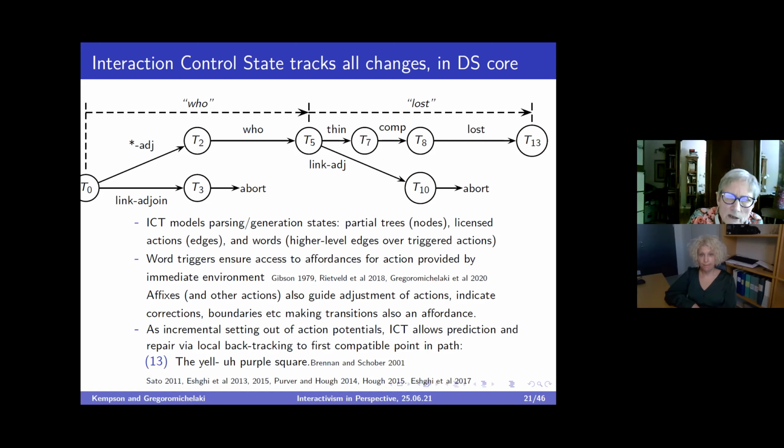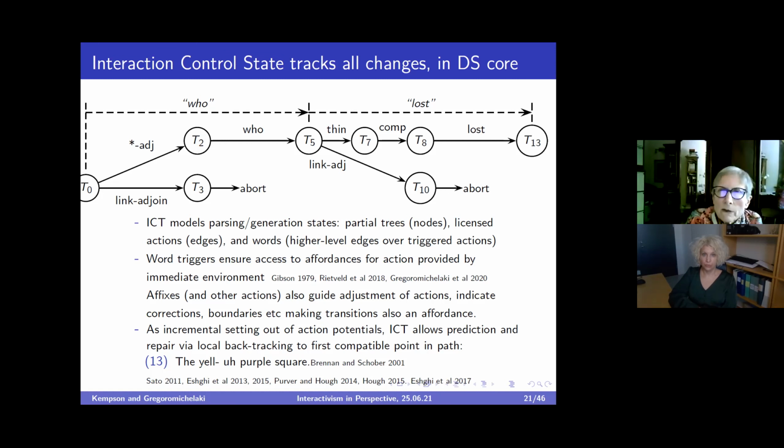What the word triggers are doing is ensuring access to affordances for action provided by the immediate environment. And indeed, words and affixes all guide adjustment of actions. They indicate corrections and boundaries, etc., making transitions also an affordance. And in the need of corrections, we can capture this via repair by allowing local backtracking to the first compatible point in the path.